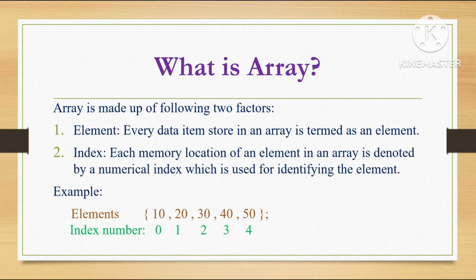Let's take a simple example of a single dimensional array. So this array contains 5 elements that are 10, 20, 30, 40, 50. Each element has its unique identification number which is given below that element. An array always starts with 0, which means the first element of an array always has index number 0.